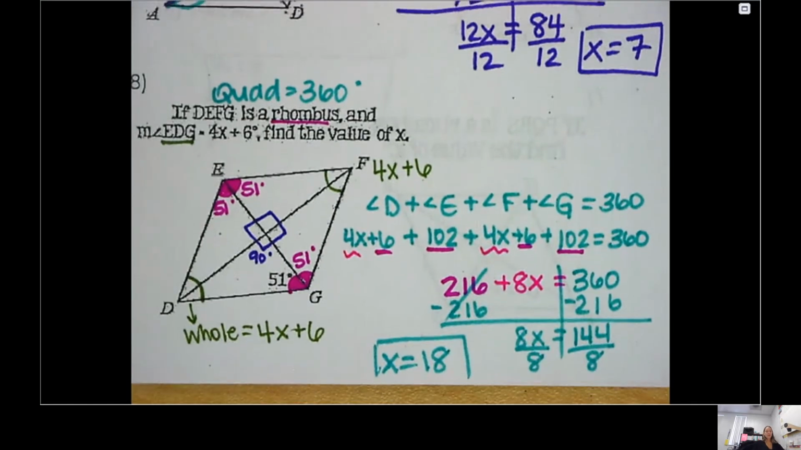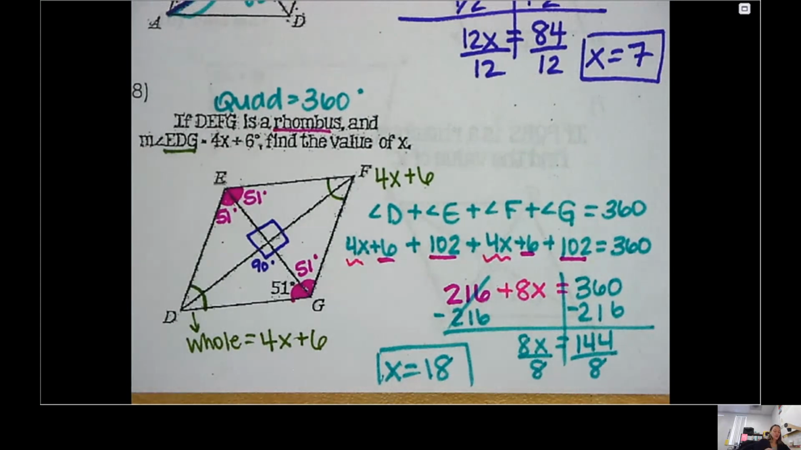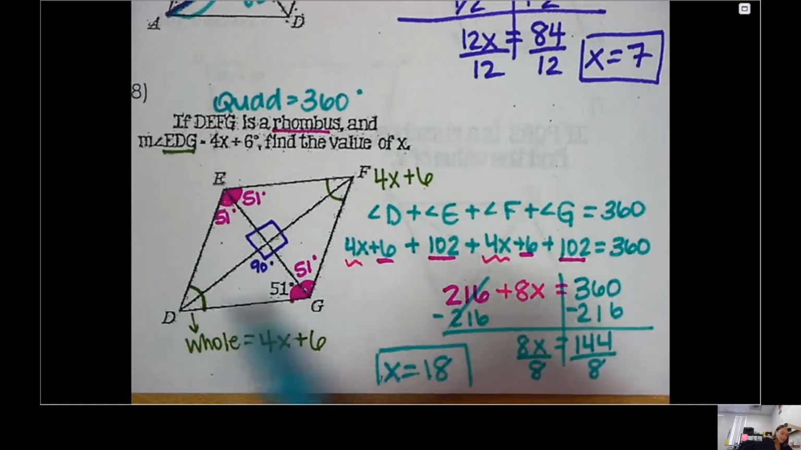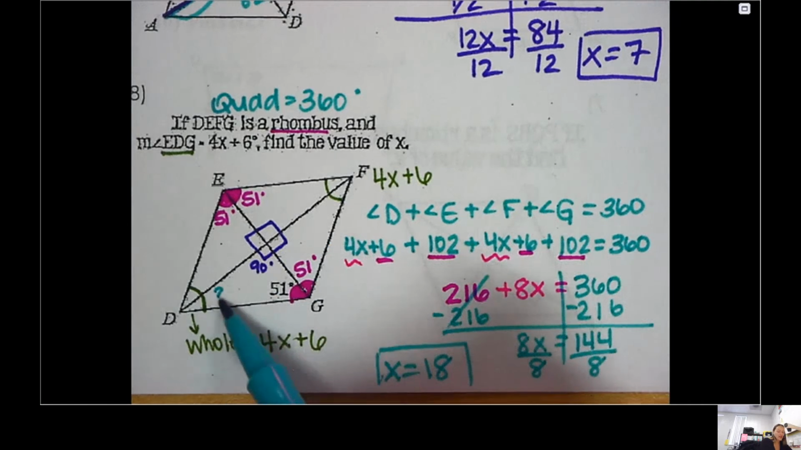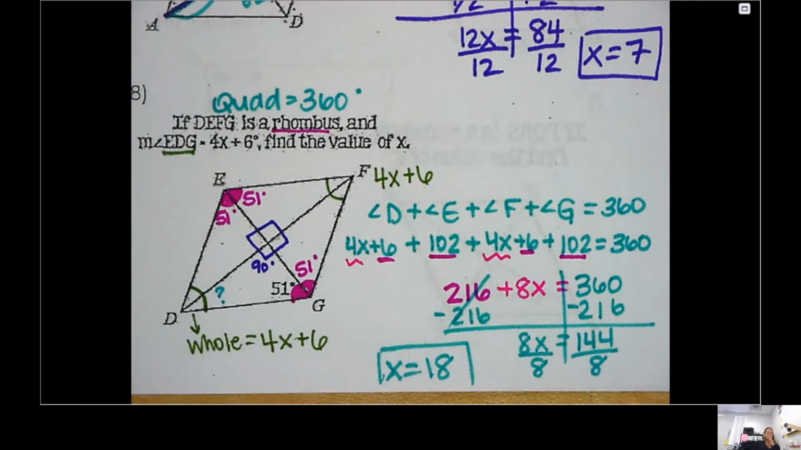So that was one way you could have done it. You also could have broken it down into smaller triangles, right? You could have said, hey, that's a triangle, this is worth 180 right here, and then figured out the unknown angle. There were a lot of different ways to go about it, but I knew that a quadrilateral was 360. So I just added all of the angles together and set it equal to 360.